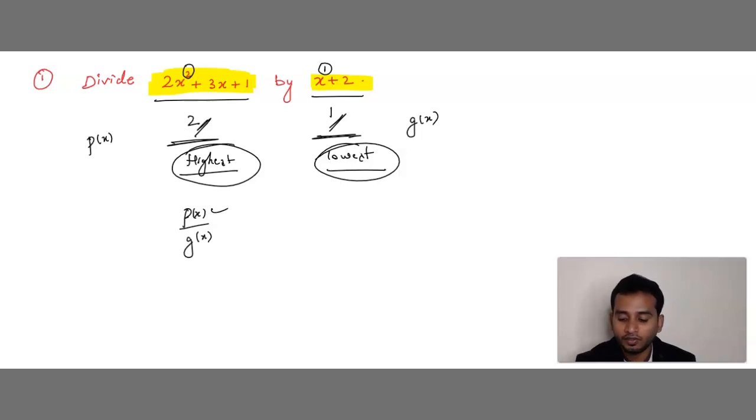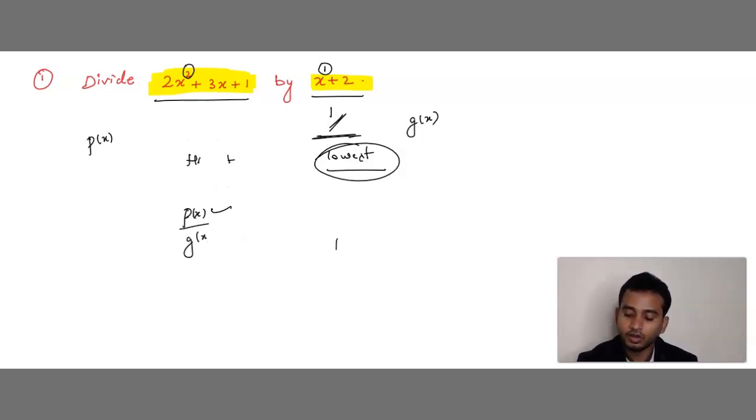Always we divide p of x by g of x but not g of x by p of x. Is this clear? We don't divide this. Always we divide p of x by g of x. Understood? Okay. Now this is the first condition.